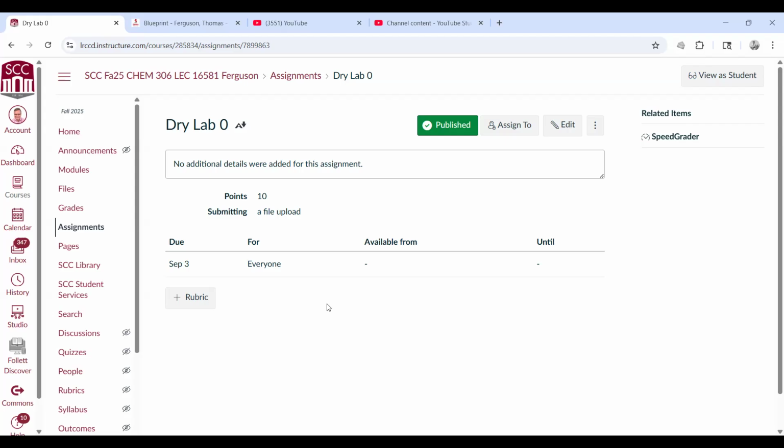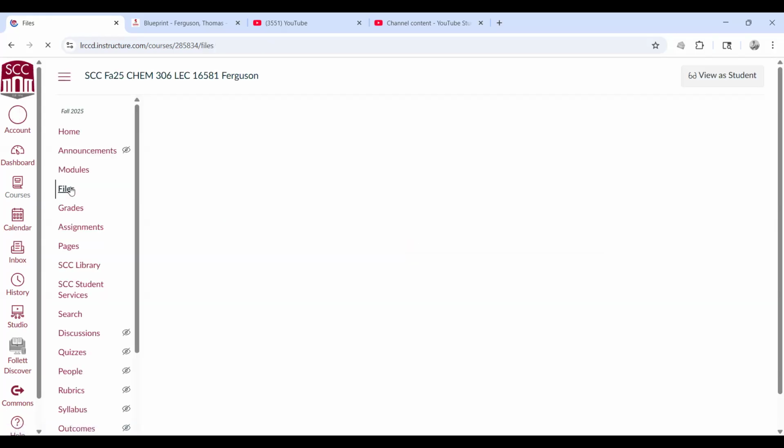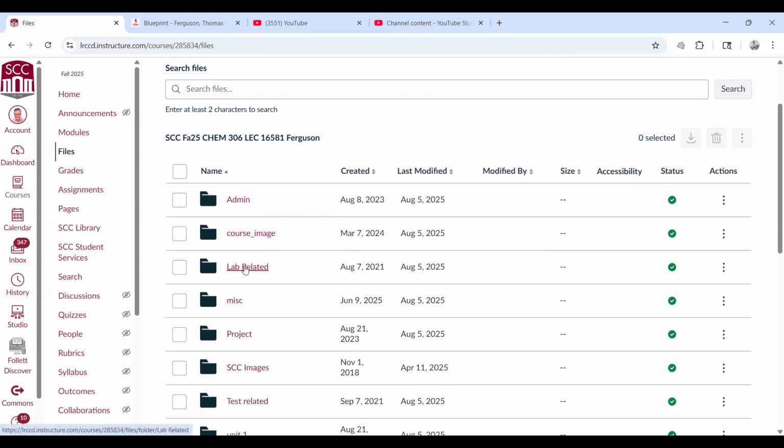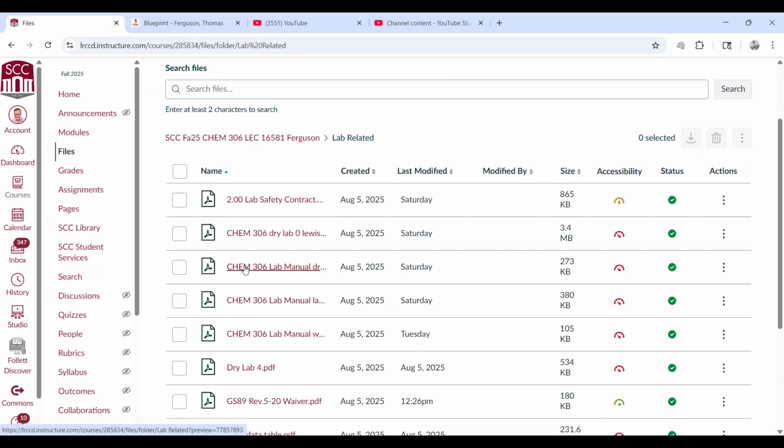Okay, so anyway, this is where all the dry labs that are not in your lab packet are located. Files, lab related. And also the safety contract and the waiver. Okay, are there any questions about where to find stuff?